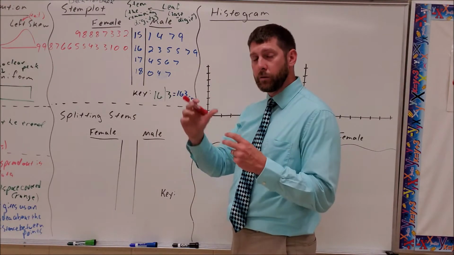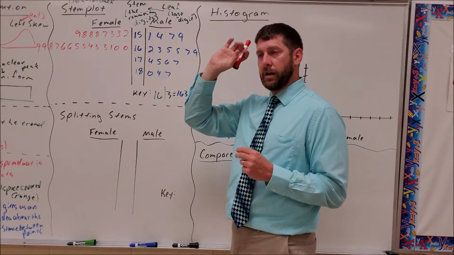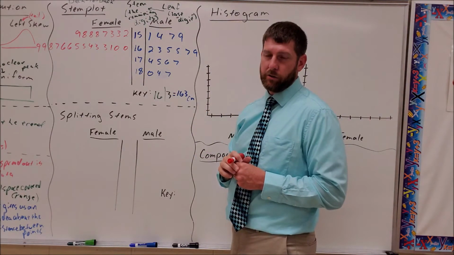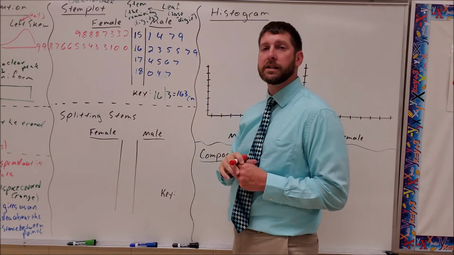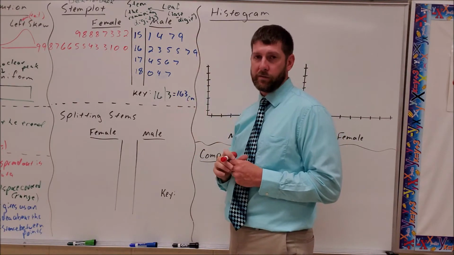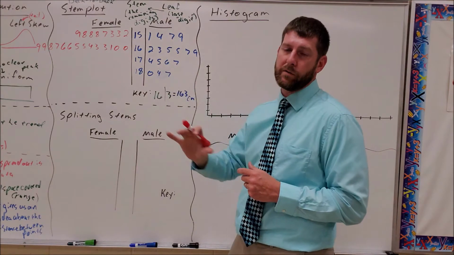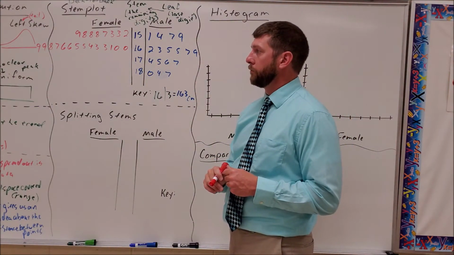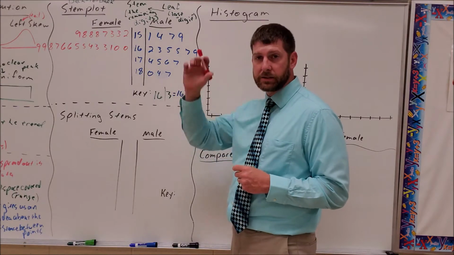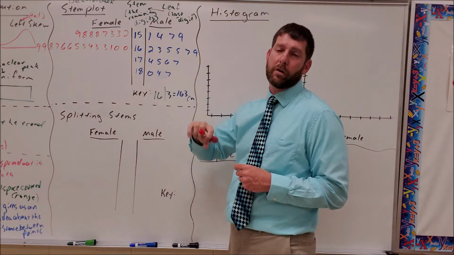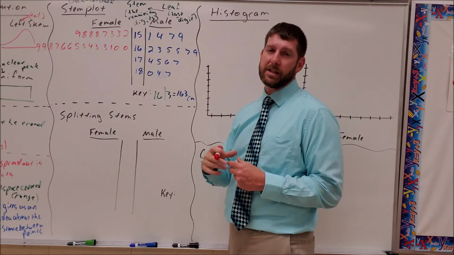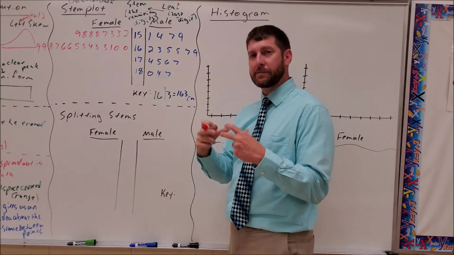Splitting stems is where, instead of using each stem one time, you break it up into equal parts. So maybe I use a stem twice and it doesn't represent all of the 150s, it represents the first half of the 150s and the second half of the 150s. Or I use a stem two times and it represents 150 and 151, and then 152 and 153. So we can group them. The key is your stems have to be the exact same size.